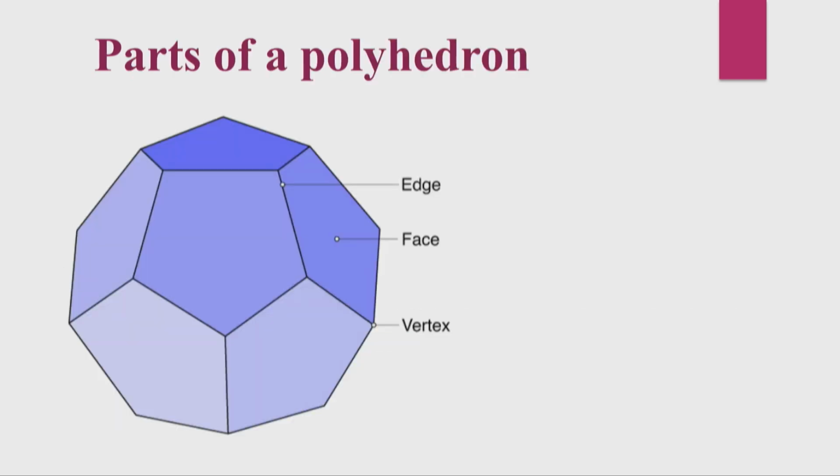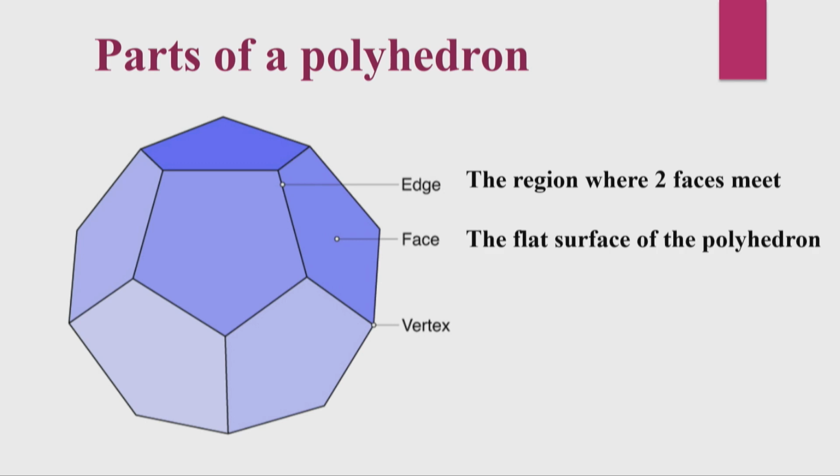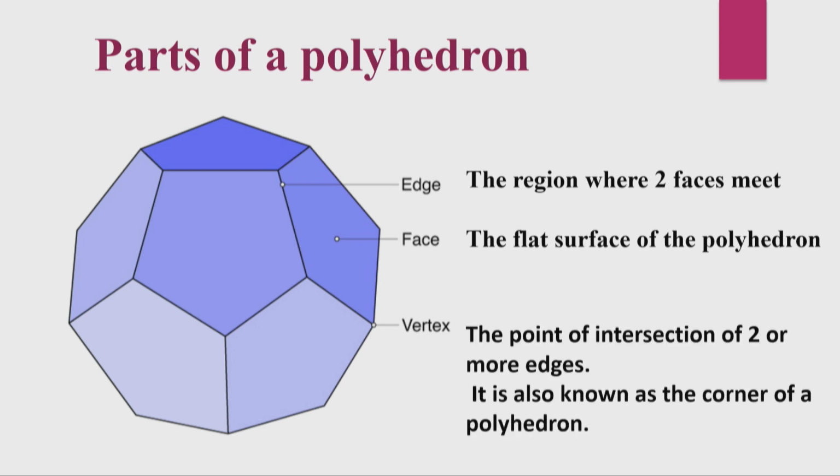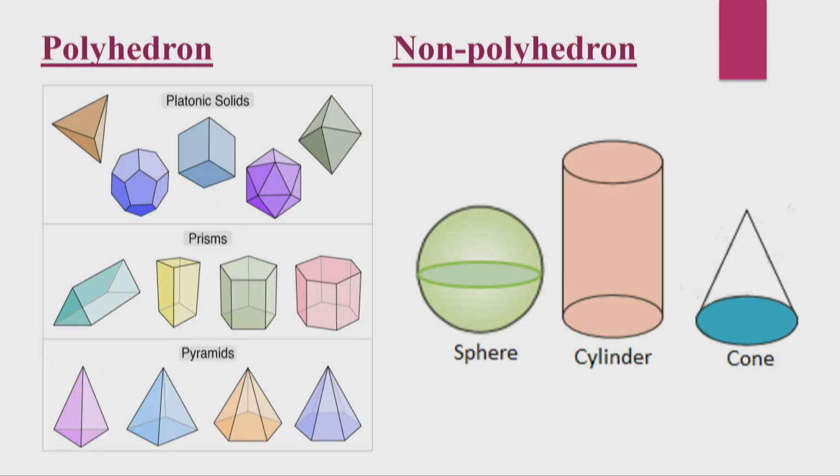Let's learn about parts of a polyhedron. We have edge, face, and vertex. An edge is the region where two faces meet. A face is the flat surface of the polyhedron. And a vertex is the point of intersection of two or more edges. It is also known as the corner of a polyhedron. These are some examples of polyhedron and some examples of non-polyhedron.